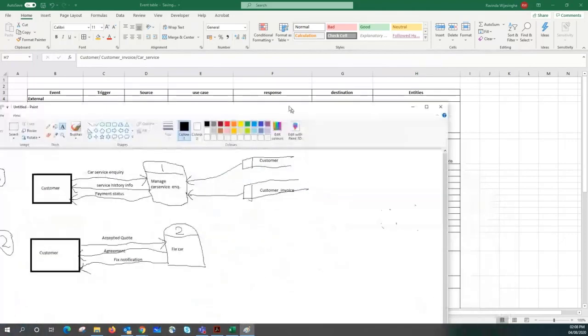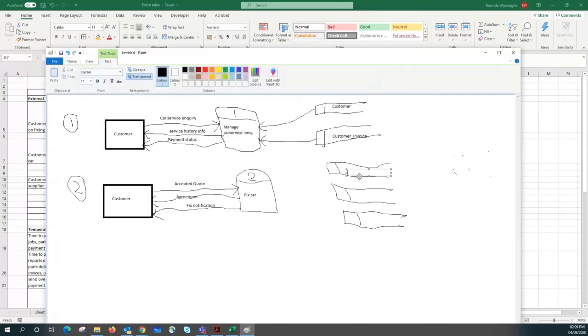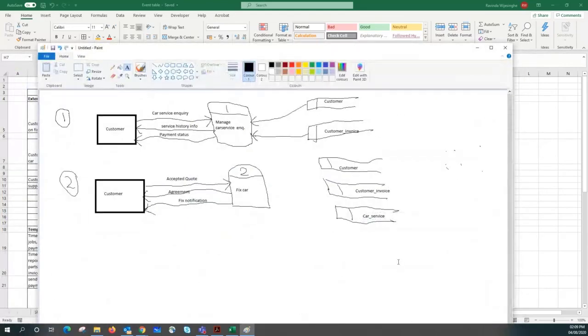So let's take back our model, and then let's record these three entities first. One, two. Sorry, it's not so good. My mouse, this is the third one. So let's name this. This is customer. Customer invoice. And car service. Car service, yeah.